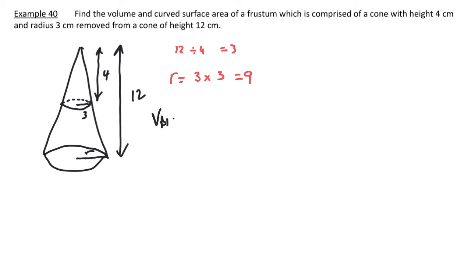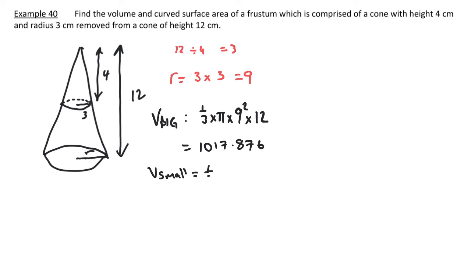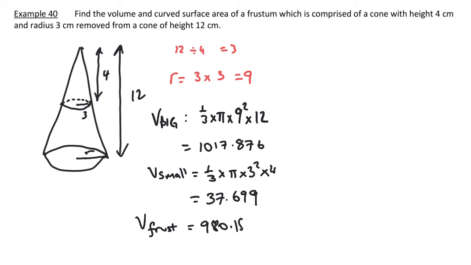So volume big is going to be a third times the base area, so pi times 9 squared times the perpendicular height of 12, which works out as 1017.876. Volume of the small cone, so a third the base area, so a third times pi times 3 squared times 4, which is 37.699. So the volume of the frustum is going to be the difference in those two volumes, which is 980.18 cubic centimetres.